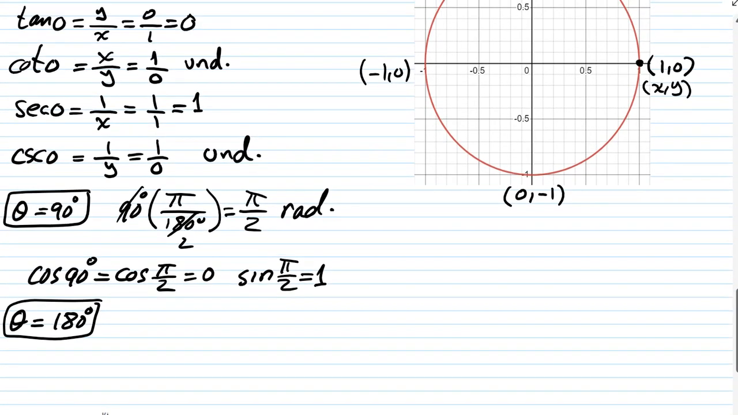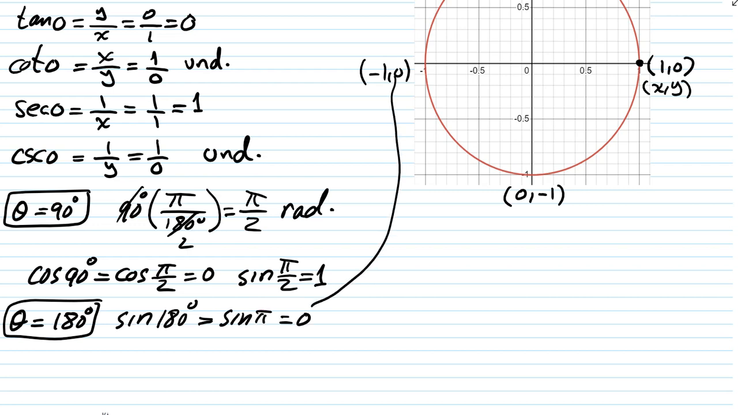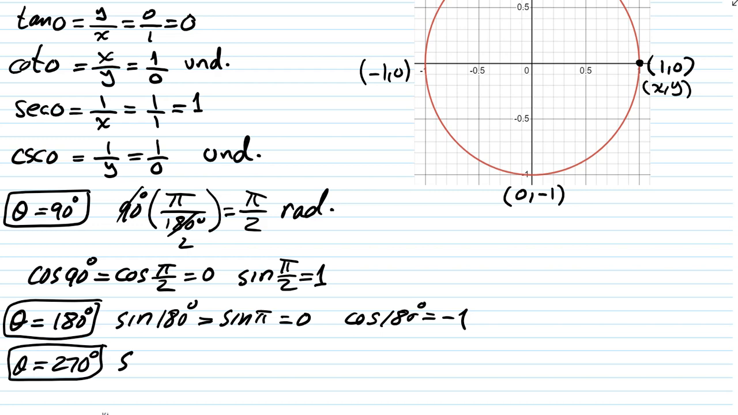So for 180 degrees, sine of 180 degrees, which is the same as pi, is going to be 0. Cosine of 180 degrees is going to be -1. See how easy it is? There is no triangle here, folks. It's just coordinates of points on the circle. For 270 degrees, sine of 270 is the y component, which is -1, and cosine of 270 degrees is the x component, which is 0.